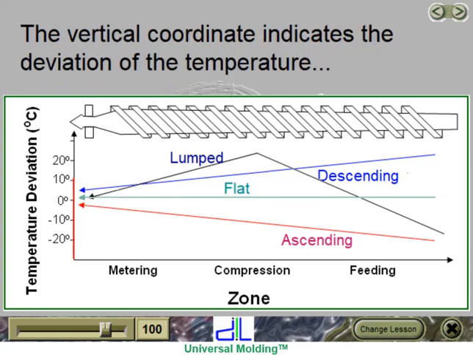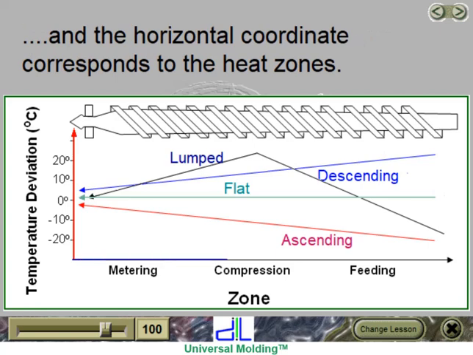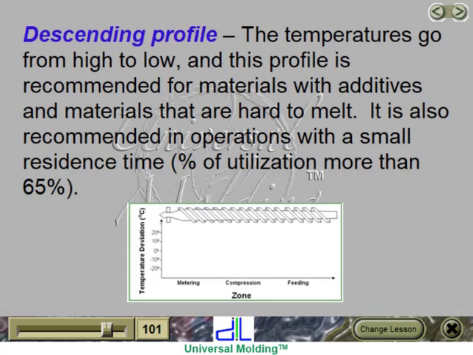The vertical coordinate indicates the deviation of the temperature, and the horizontal coordinate corresponds to the heat zones. Descending profile. The temperatures go from high to low, and this profile is recommended for materials with additives and materials that are hard to melt. It is also recommended in operations with a small residence time, percentage of utilization more than 65%.